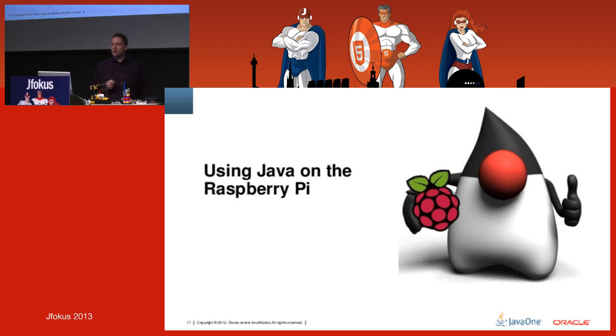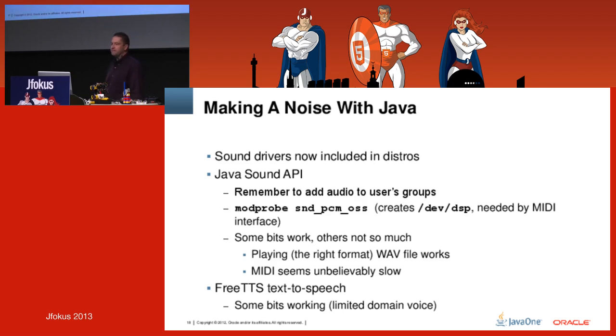So let's talk about using Java on the Raspberry Pi and what we can actually do with it. So we know what it is now. What can we do with it? Well, the first thing that I thought about was, okay, we've got sound output. What could we do in terms of making a sound? And it turns out it's actually harder than you think.